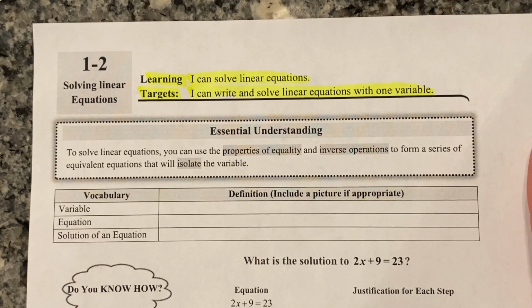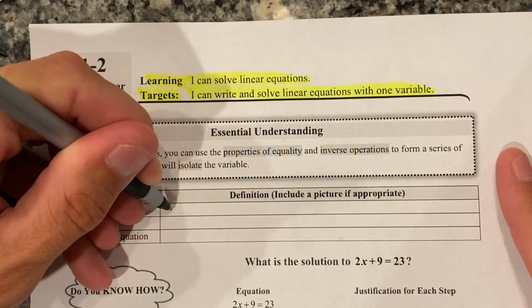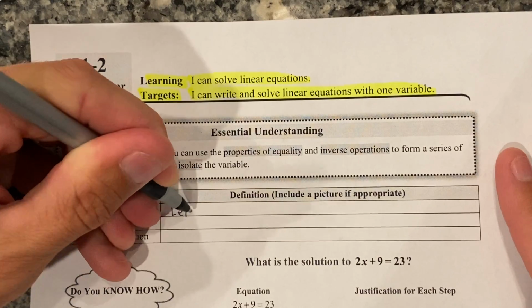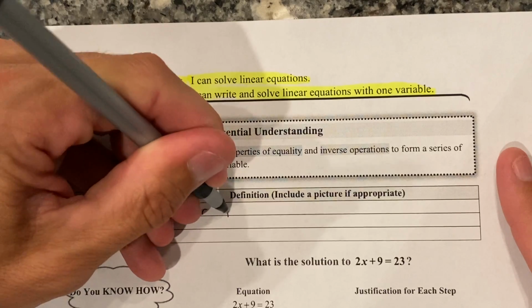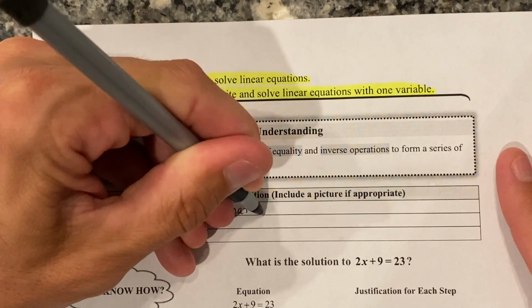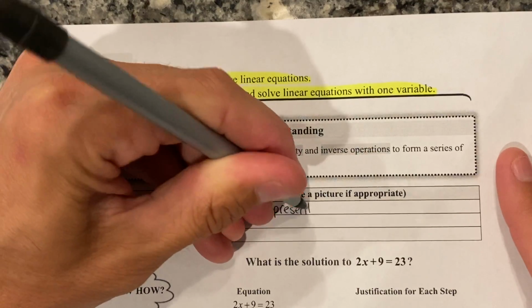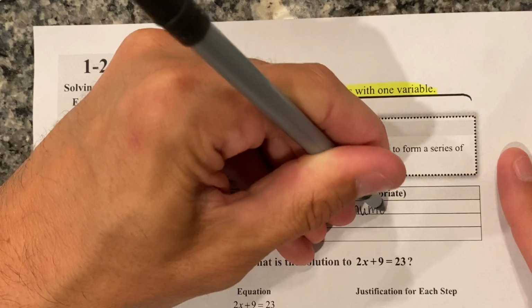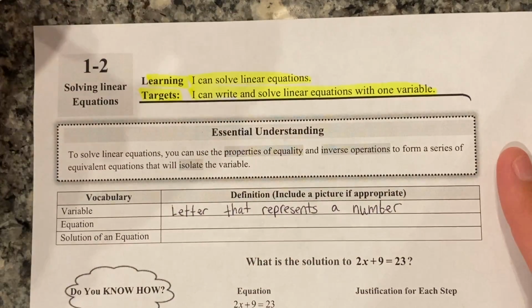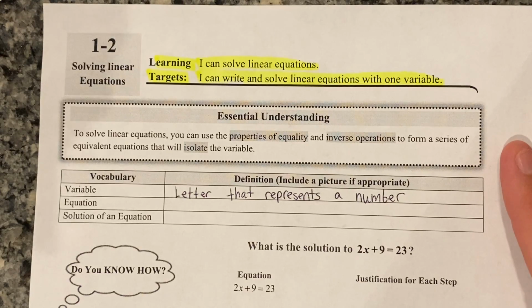A variable is simply a letter that represents a number. Sorry, I'm left-handed, so I cover that up as I go, but it's just something you have to deal with. So again, pause it if you need to.